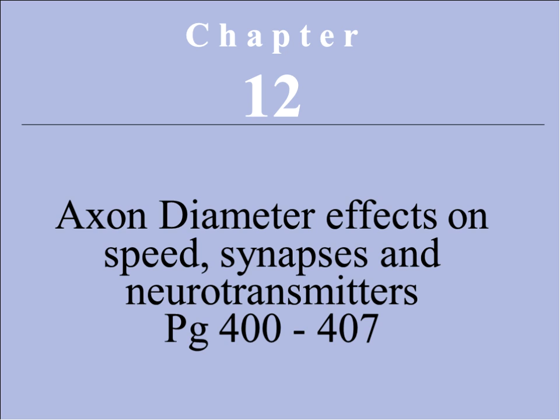All right, that is all we're going to discuss today. On Thursday, we'll talk about axon diameter effects on speed and synapses, and we'll also talk about some neurotransmitters. We should be finished with all of this by next Monday. Next Monday, the 26th, let me check my calendar to make sure that's right. Yes, next Monday on the 26th, we will have a quiz covering chapter 10 and whatever we finish covering for chapter 12.